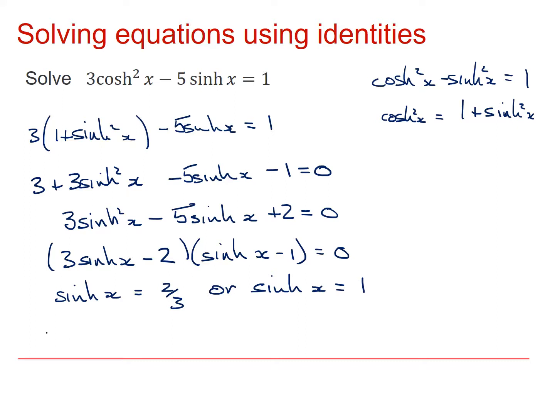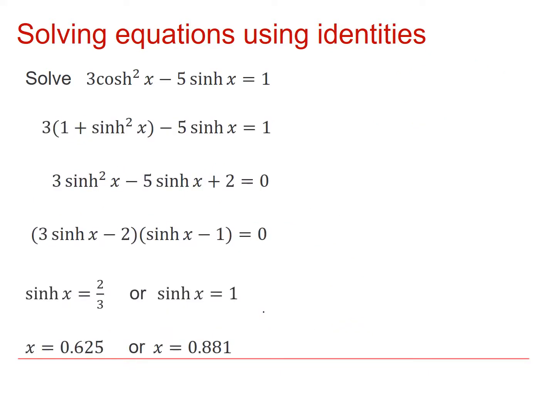Now you can use calculator inverse hyperbolic sine to get that x is equal to 0.625 or x is equal to 0.881. And you might like to check that you can get those results from your calculator. There it is worked through for you. So there's the replacement of cosh squared with 1 plus sinh squared. You get the quadratic, which then factorizes, and your 2 results here.